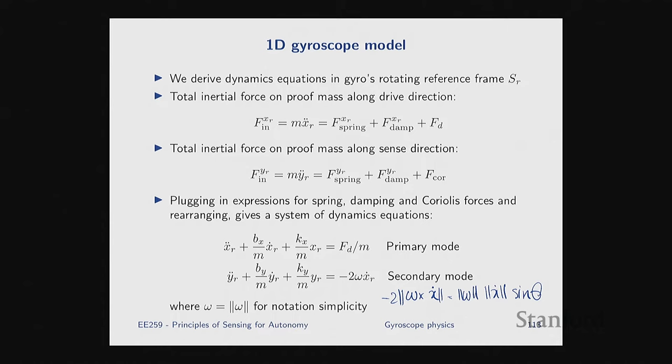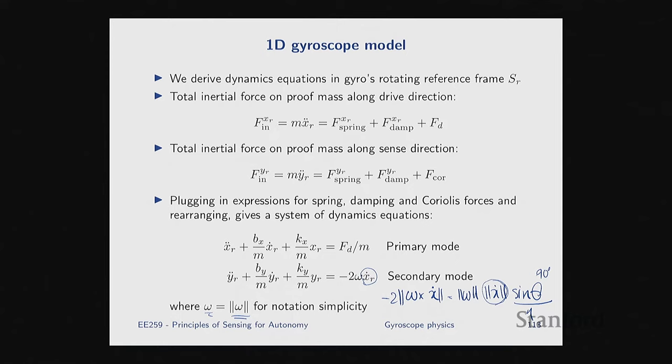To simplify the math, instead of norm omega, we're just writing that as omega, so that's just a notational thing. But this sine theta becomes one because theta is 90 degrees by design, and then your velocity is just this x dot r, right? So that's what the Coriolis term is. We have just simplified the math there, okay?